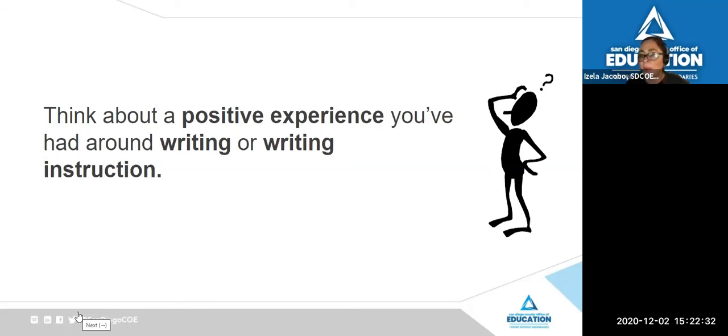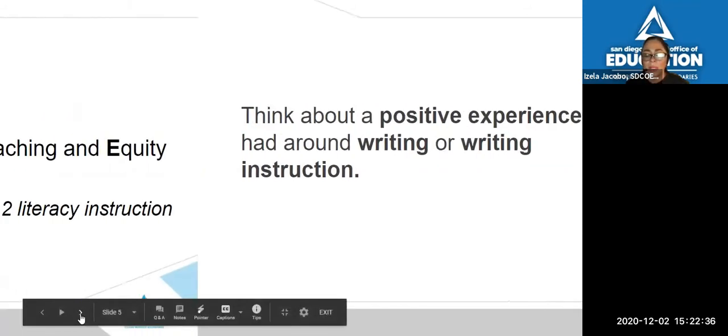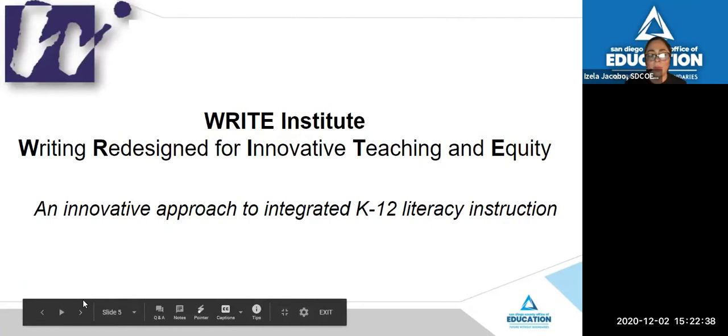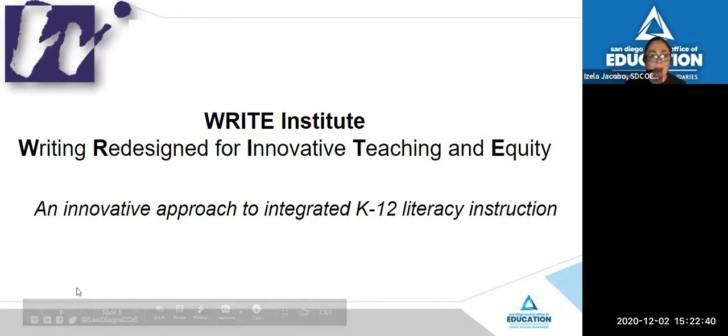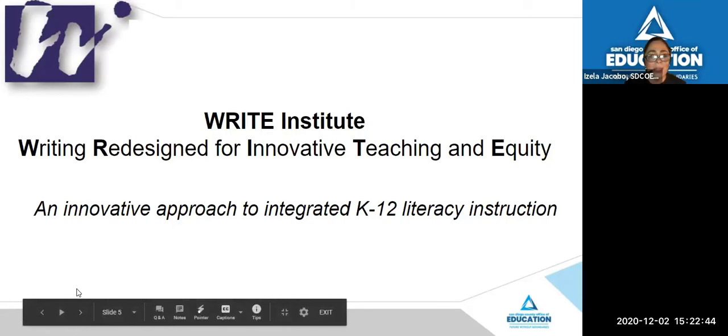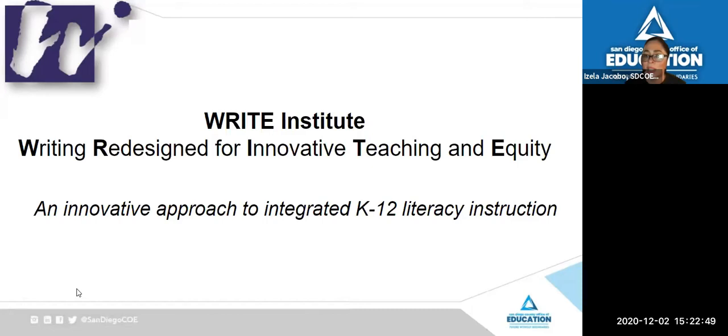If we can move on to the next slide. We want to share with you that WRITE stands for Writing Redesigned for Innovative Teaching and Equity. And WRITE is definitely a very innovative approach to integrated literacy instruction for K-12.